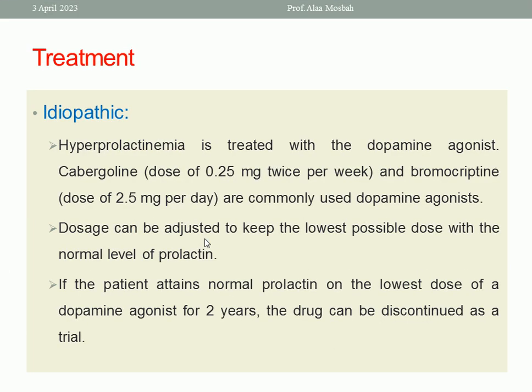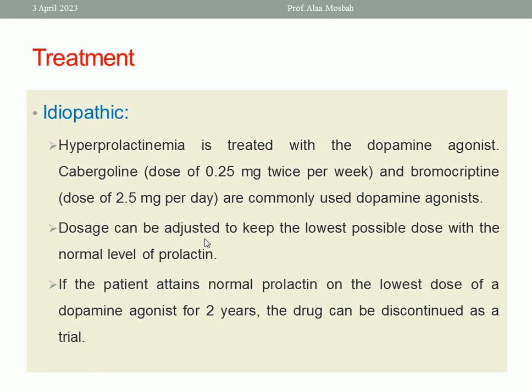What if the case, I do history, examination, investigation, and I cannot find any definite etiology? So we diagnose such a case as idiopathic hyperprolactinemia. What are you going to do with idiopathic hyperprolactinemia? Hyperprolactinemia, which is diagnosed as idiopathic, is treated with dopamine agonist cabergoline.